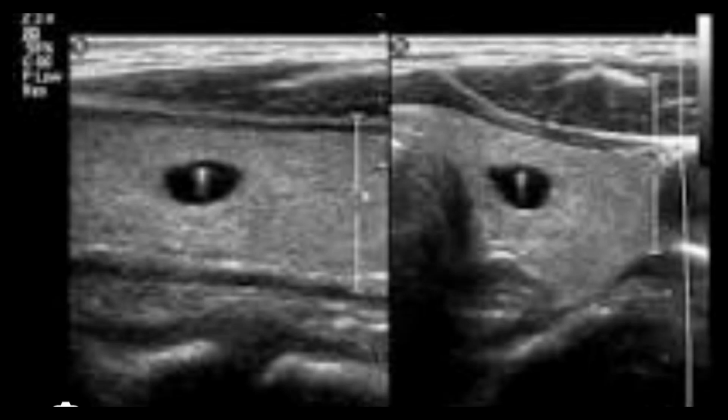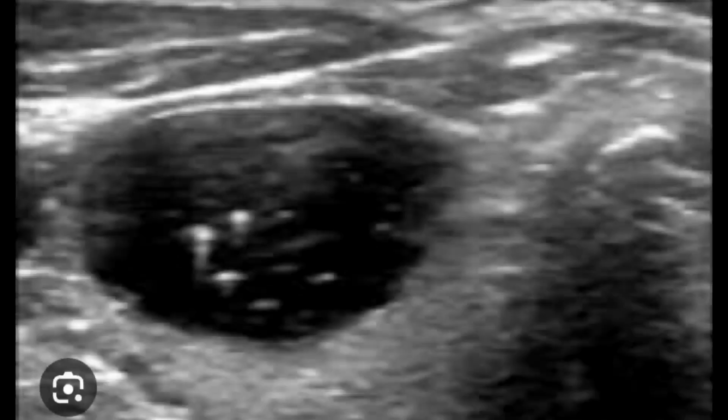So in this scan, on the right and on the left, these both are in the longitudinal and the transverse section, explaining beautifully a characteristic cystic nodule with the ring down artifacts, making it a perfect picture for the colloidal nodule. This is a slightly bigger nodule, and in this nodule you can appreciate low level internal echoes of the colloidal contents, and multiple ring down artifacts can also be seen.